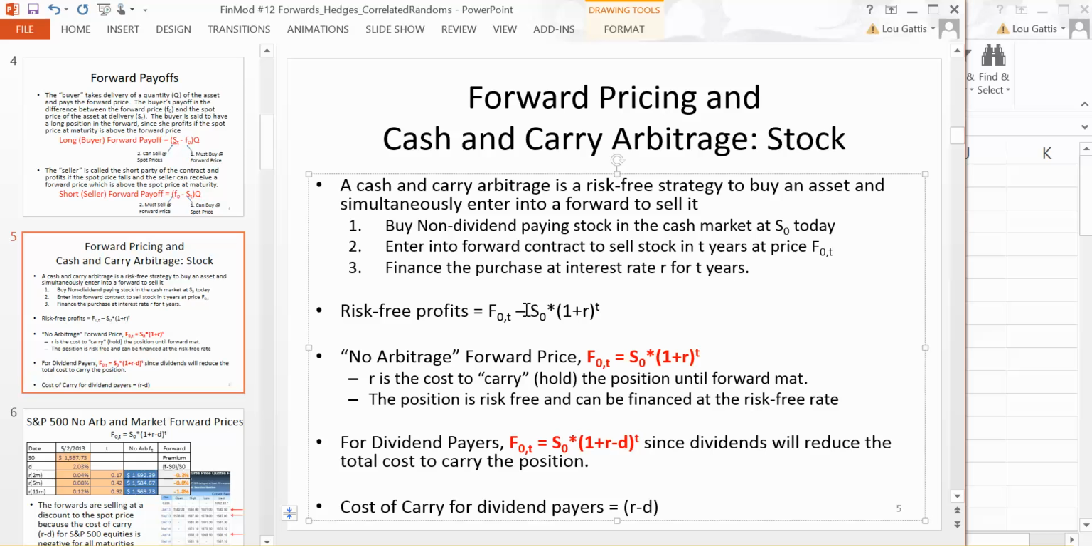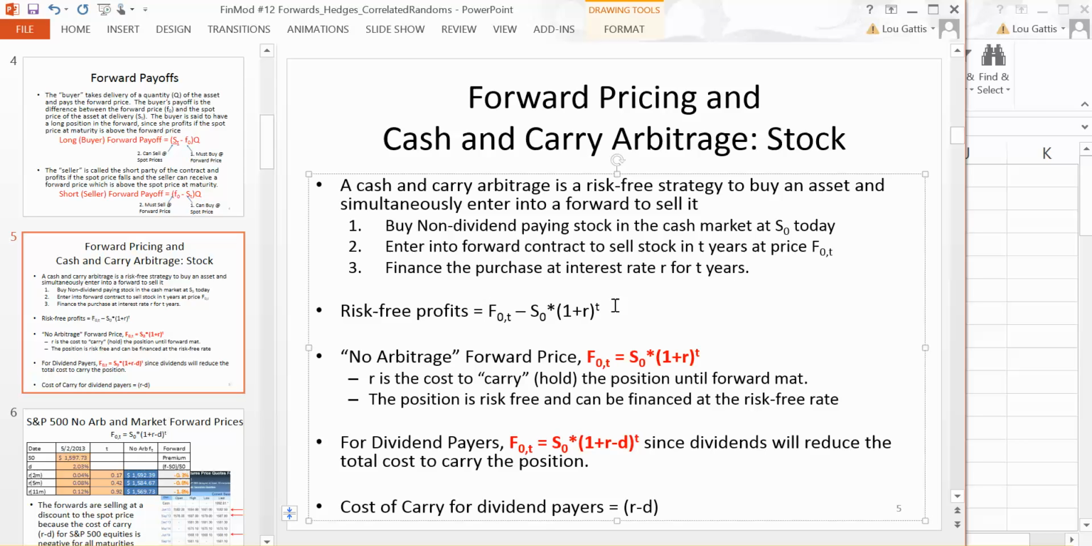Now this position, which we call a cash and carry arbitrage, by the way, the name comes from the idea that you buy the asset in the cash or spot market today, carry the asset, and also enter into a forward contract to sell the asset. So again, you buy the asset in the cash market, enter into a forward contract to sell it, and then carry the position for the maturity of the forward contract.